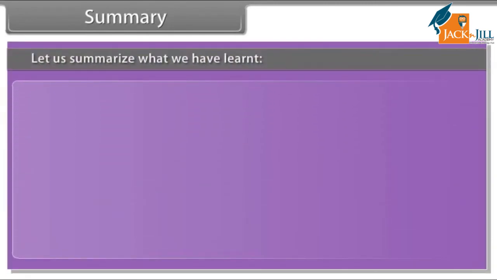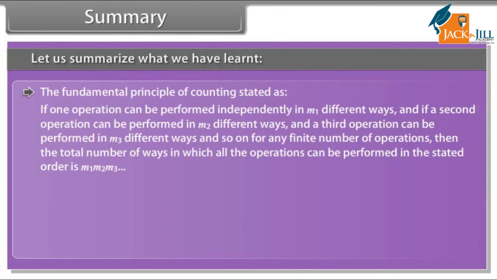Summary. Let us summarize what we have learned. The fundamental principle of counting states that if one operation can be performed independently in m1 different ways, a second operation can be performed in m2 different ways, and a third operation can be performed in m3 different ways, and so on for any finite number of operations, then the total number of ways in which all the operations can be performed in the stated order is m1 into m2 into m3 and so on.